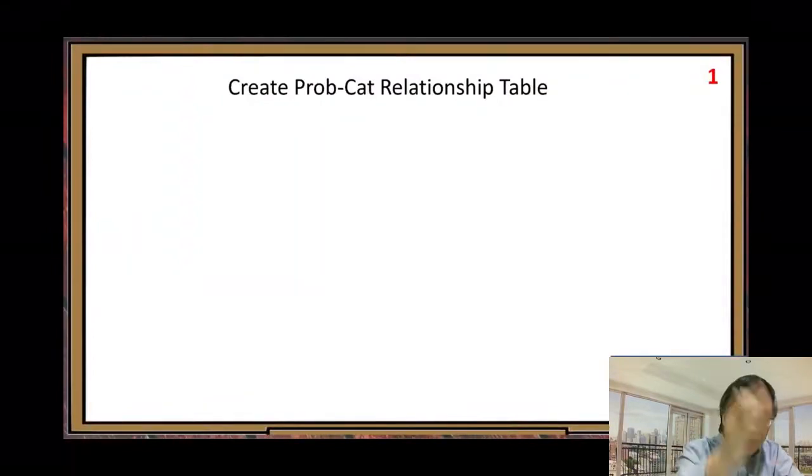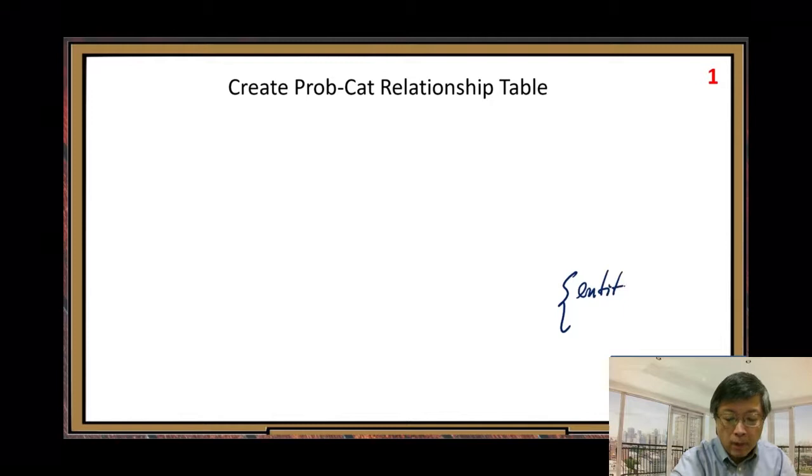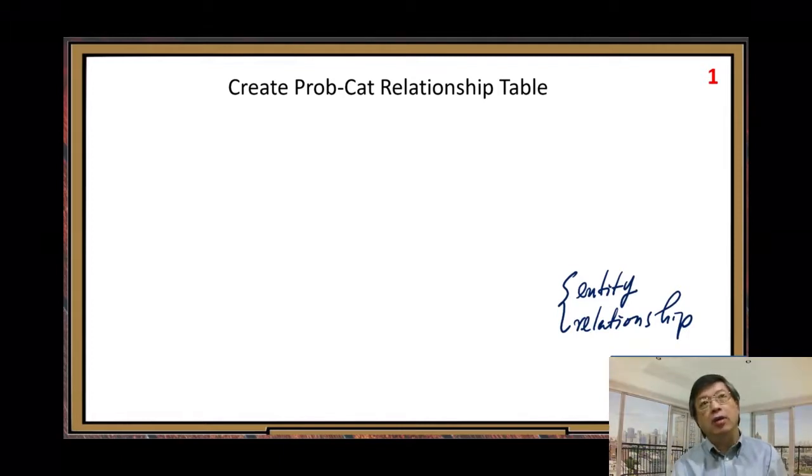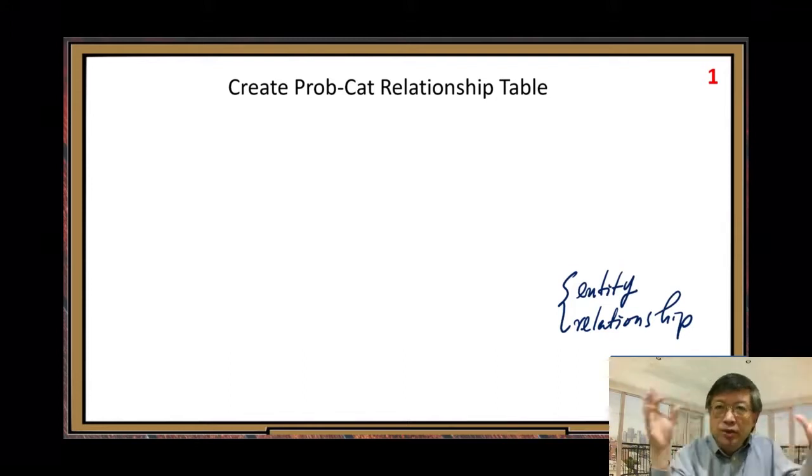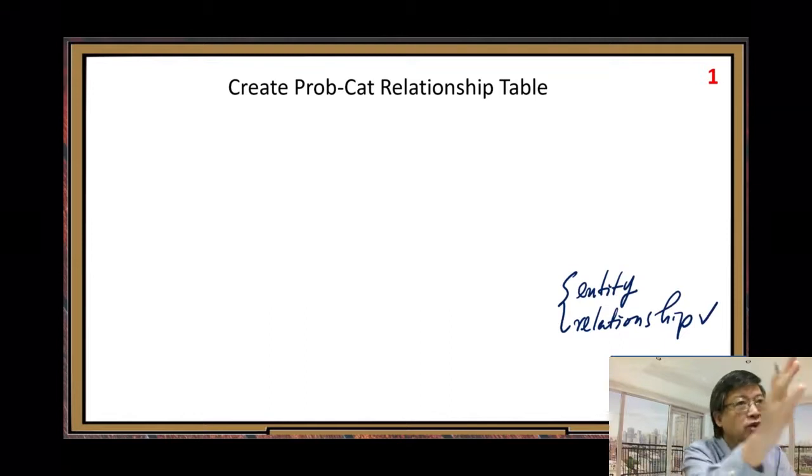All right. First, create the prob cat relationship table. Here, as I mentioned before, there are two types of tables usually in a typical business world. We need to describe the entities and relationships in the business world. So we have these two types of tables: entity table and relationship table. Entity tables, we have a problem and a category. We have two entity tables. But what is the relationship between these two entities? So we need our third table, the relationship table.